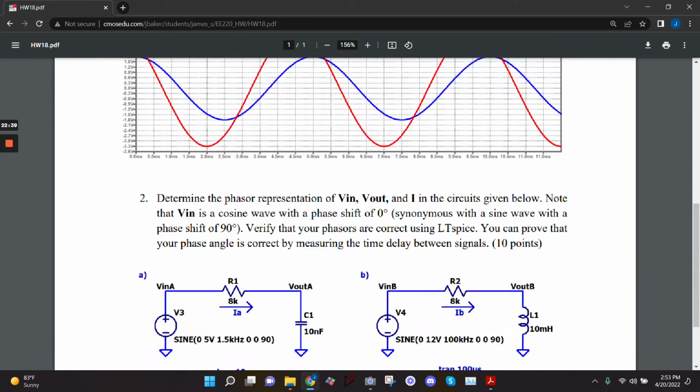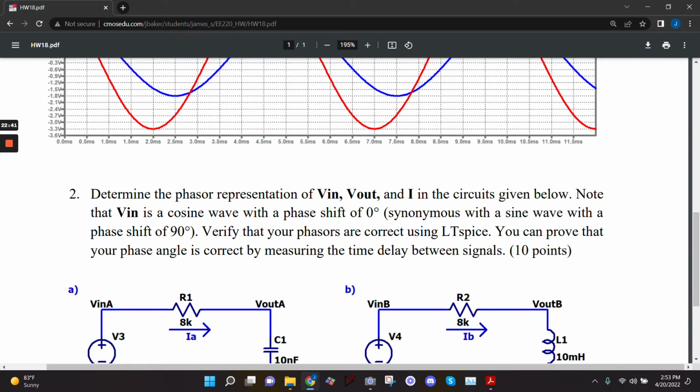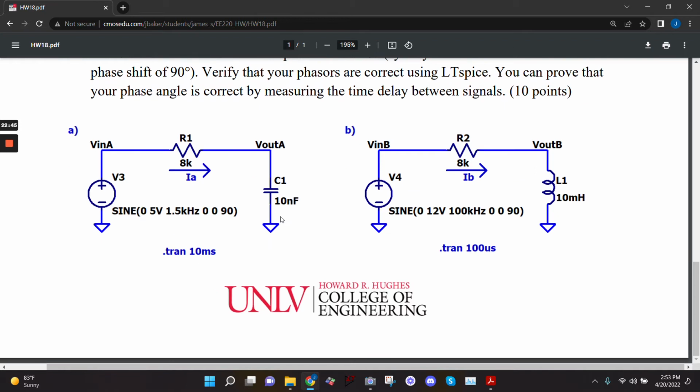So I said determine the phasor representation of V in, V out, and I in the circuits. Note that V in is a cosine wave with a phase shift of 0. The reason I said that is because you're going to see sine here, and you're going to wonder, what's he talking about? We talked about this last time. In Spice, there's only a sine wave. So if you want a cosine wave, you have to phase shift it by 90 degrees to get a cosine wave.